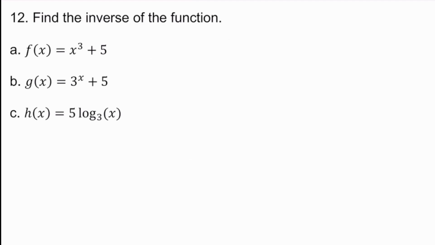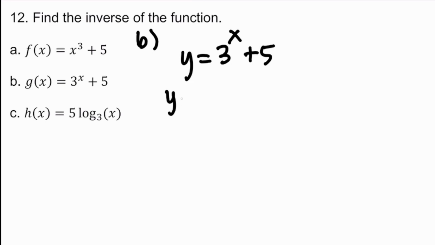All right, and for b, y equals 3 to the x plus 5. Okay, we're going to solve this for x. So we're solving an exponential equation. We have to isolate the exponential. So I'm going to subtract 5 from both sides.